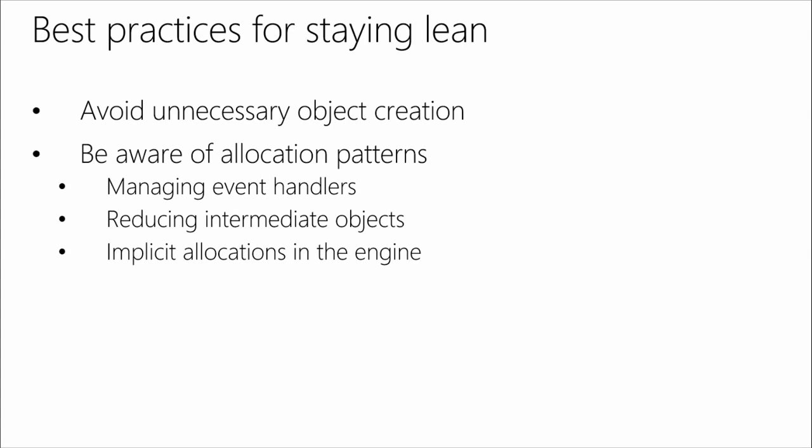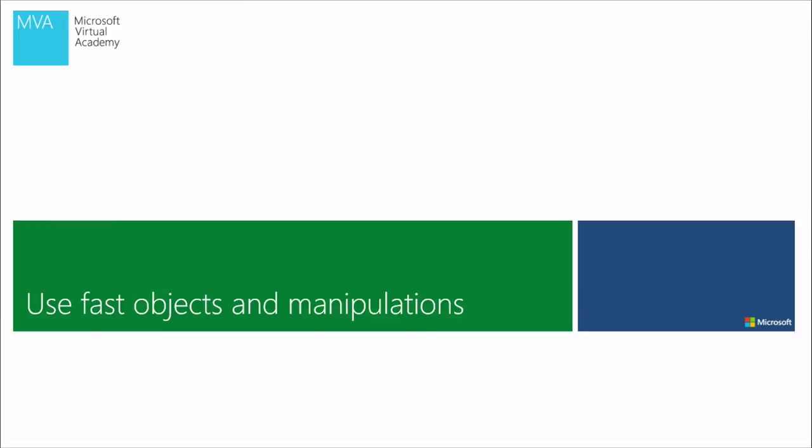And okay, this is something JD talked about before, but just to go back, we should avoid creating unnecessary objects, right? Like a new object all the way there. Be aware of the allocation patterns, remove all the event handlers if you don't need them, reduce the intermediate objects, and watch out for the implicit allocations in the engine, because the engine is going to get a lot of unnecessary objects to work with. By showing these steps in the code, we did follow the best practice guidelines to make our performance a little better. So next is talking about using fast objects and manipulations.